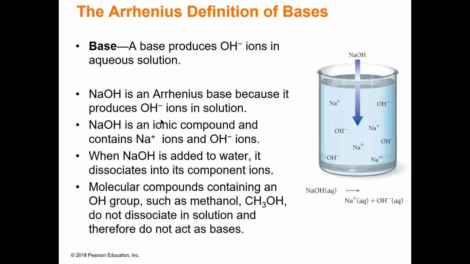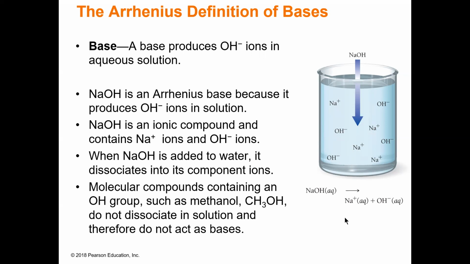Under the Arrhenius definition, a base would just be anything that produces OH minus ions in solution. So NaOH is an Arrhenius base because it produces OH minus in solution. So there's our sodium hydroxide, and then bam, we put it in water and there are our OH minus. NaOH is an ionic compound, so it's a little different than the HCl, which is not ionic. This breaks apart into ions, and it will completely dissociate into its ions.